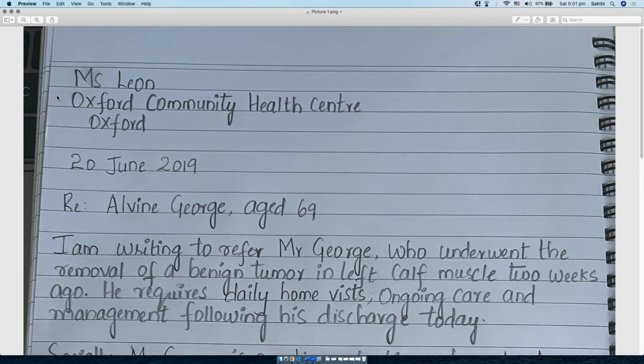Cool. Here is the letter written by the student. The student started with the addressee's contact details on the top. She wrote Miss Leon, Oxford Community Health Center in Oxford.